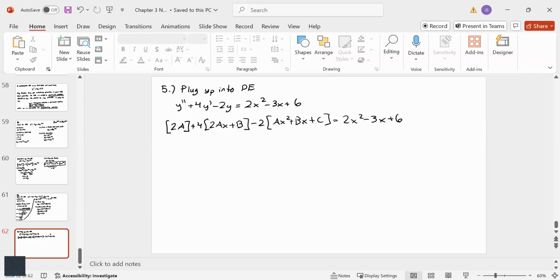So now comes the idea behind what we're doing here. So again, what is our goal? Our goal is to make the left side equal to the right side. So our right side has an x squared, an x, and a number, which means on the left side, I need an x squared, an x, and a number. So that's how I'm going to group it all up. I'm going to group all the x squareds together, all of the x terms together, and all of the numbers together, right? So step 6 is to group by x squared, x, and constant.